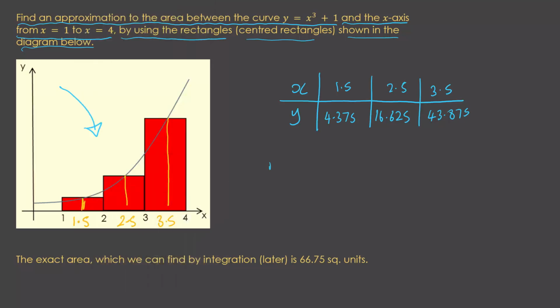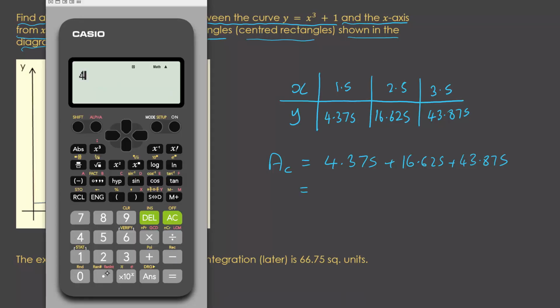And so my area, let's call it area C for area centered, is 4.375 plus 16.625 plus 43.875. And so 4.375 add 16.625 add 43.875 gives me 64.875.